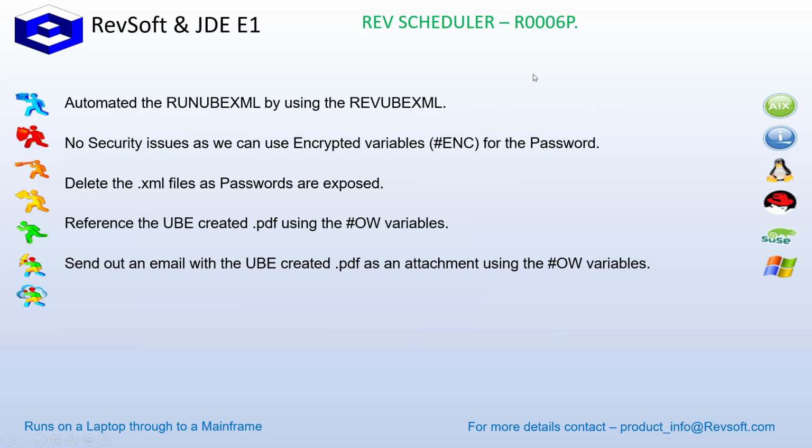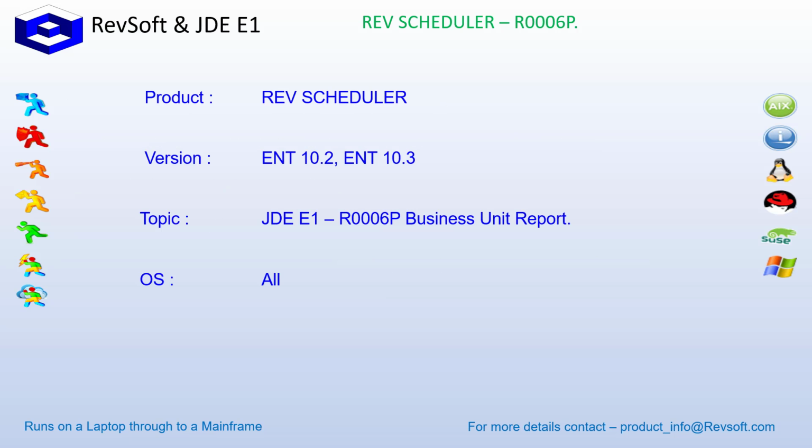We've automated the Run UBE using the REVUBEXML. We don't have any security issues as we can use encrypted variables to not expose passwords anywhere in the scheduler. We can also delete the XML files as passwords are exposed in those. So as part of the REVUBEXML process, we can delete them. We can reference the UBE created PDF using the OW variables as we saw in the email and as an attachment to the health center. And we can send out an email using those as well. So that's a basic introduction on how REVUBEXML and REV Scheduler works with JDE Enterprise One.